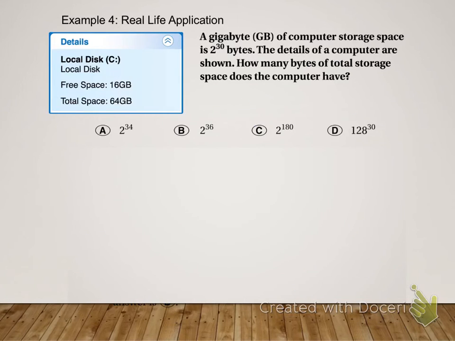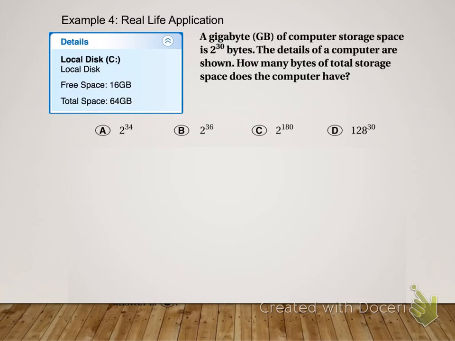So let's look at example 4. This is where we can have some real-life applications. A lot of you are pretty interested in computers and doing computer programming, and making games would be another thing there. You're dealing with computers and how to program them and things like that. But we're looking here at a gigabyte of computer storage space. It's 2 to the 30th bytes. The details of a computer are shown. How many bytes of total storage space does the computer have?